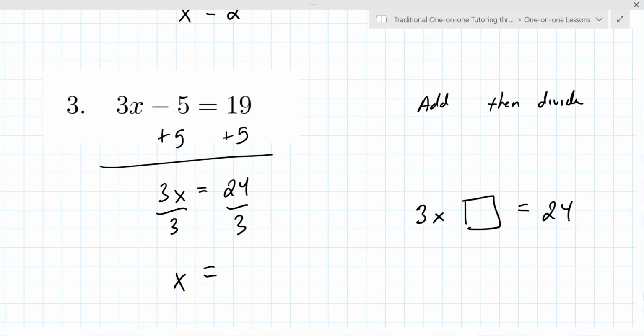It would be 8. X equals 8. Yeah, I was trying to do 3 times 24. Okay, let's look at a few more problems.